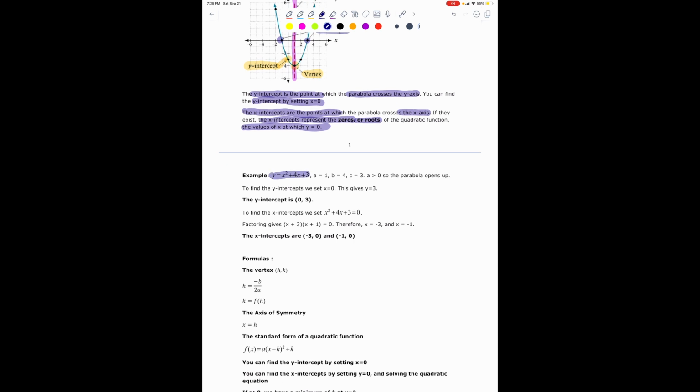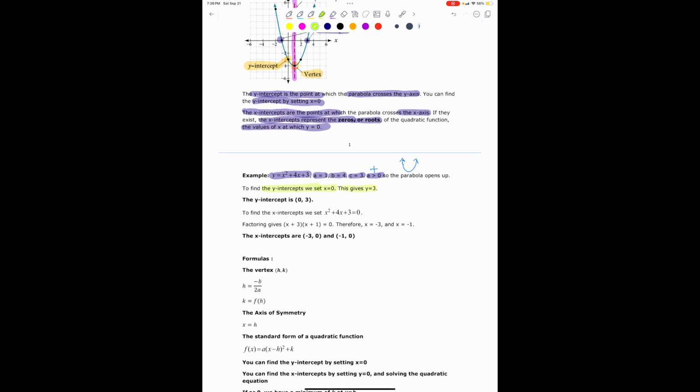If you have y equals x squared plus 4x plus 3, then the value of a is 1, the value of b is 4, the value of c is 3. We notice here that a is bigger than 0, or positive, so a is positive in this case. The parabola is going to open upwards, so we know that just by observing the equation. In order to find the y-intercept, we're going to set x equal to 0, and then we're going to solve for y.